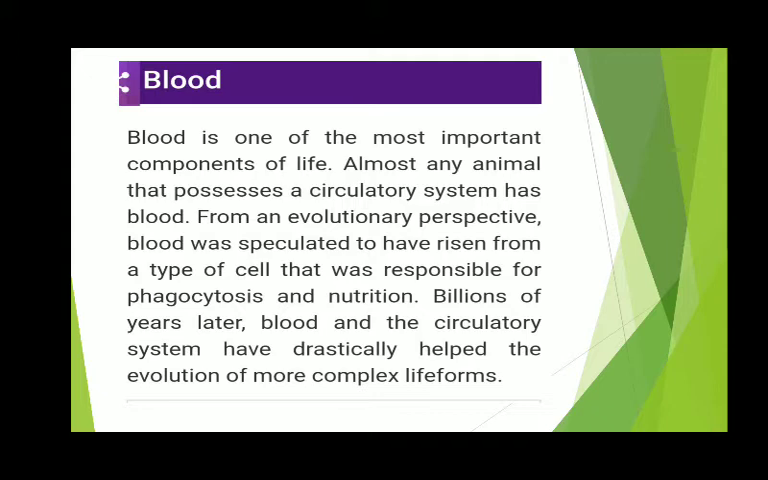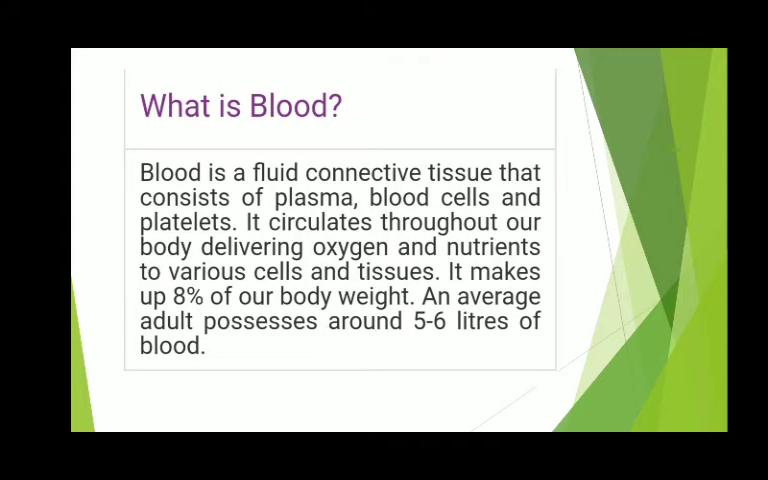As we mentioned, the main parts of the circulatory system are blood and blood vessels. And blood is speculated to have risen from a type of cells which are responsible for nutrition. This means blood is a red colored connective tissue. It is a fluid connective tissue that consists of plasma, blood cells and platelets.